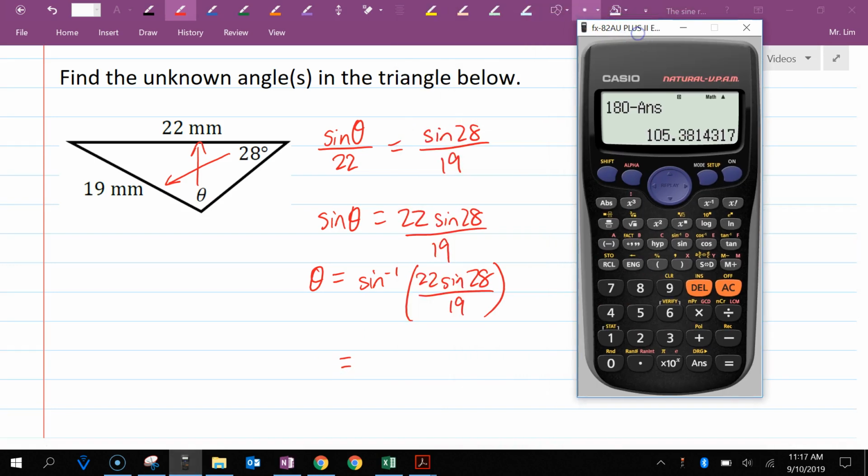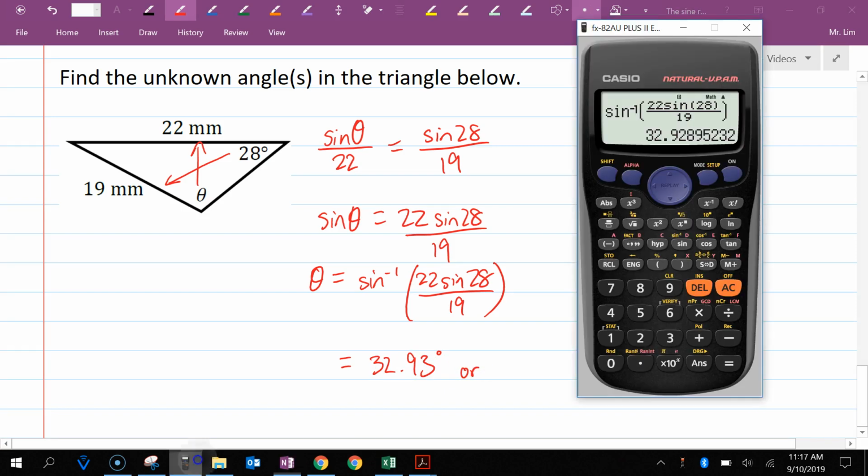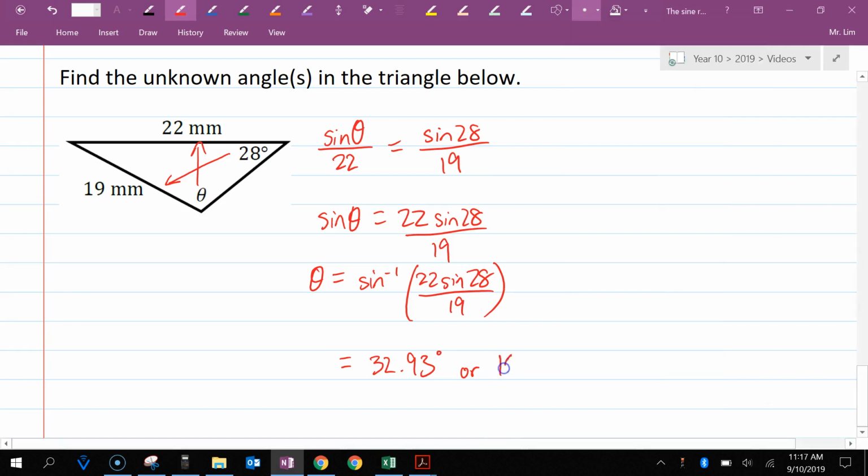Which is 22 sine 28 over 19, 32.93, or 180 minus that, 147.07.